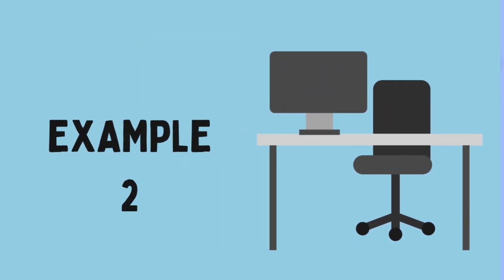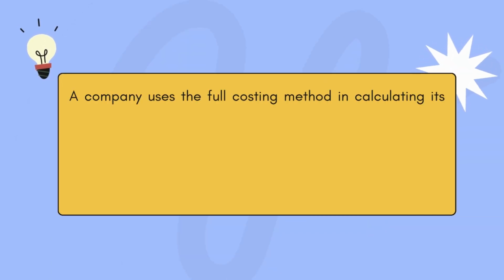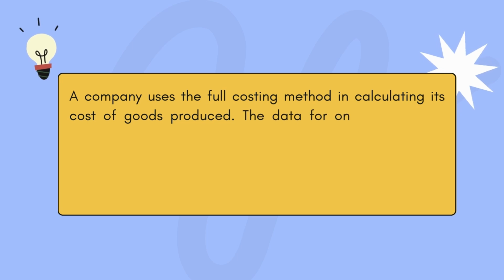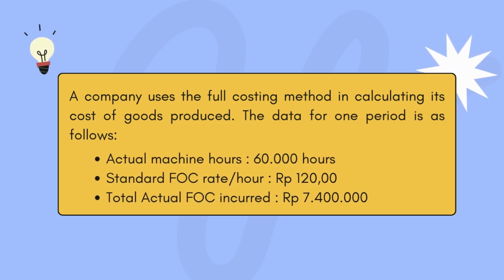Example 2. Let's look at another example. A company uses the full costing method to calculate the cost of the products it makes. In one period, they used 60,000 machine hours. The standard overhead rate is 120 Indonesian rupiah per hour, and the actual overhead cost they spent was 7,400,000 Indonesian rupiah.